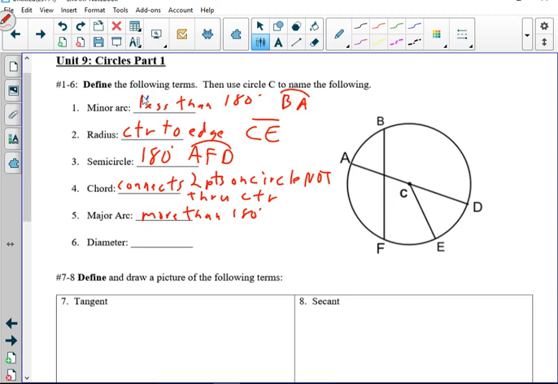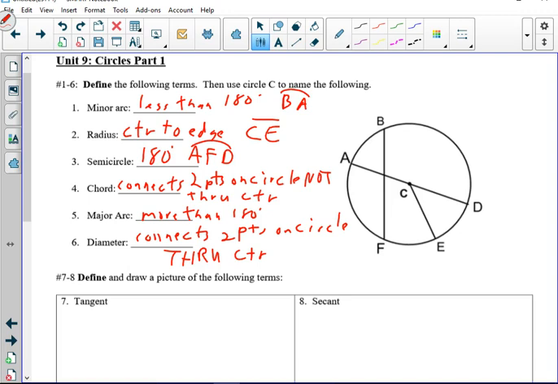And the diameter connects 2 points on a circle through the center.